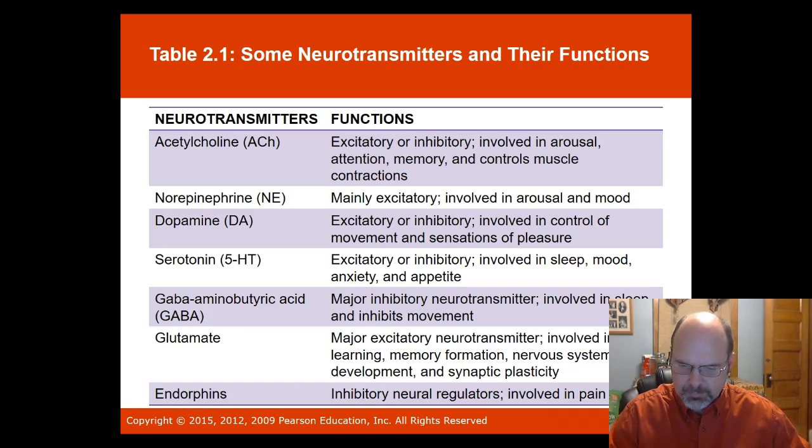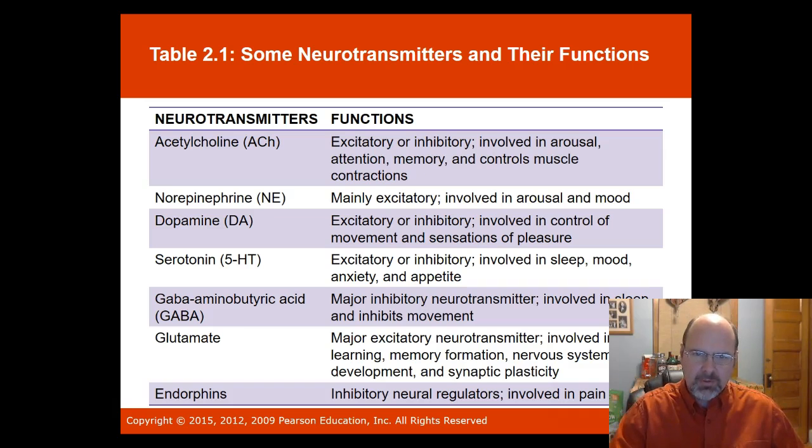Serotonin is excitatory or inhibitory, and it's involved in sleep, mood, and appetite. GABA, gamma-aminobutyric acid, is a major inhibitory transmitter involved in sleep and inhibits movement. Glutamate is a major excitatory transmitter involved in learning, memory formation, nervous system development, and synaptic plasticity.